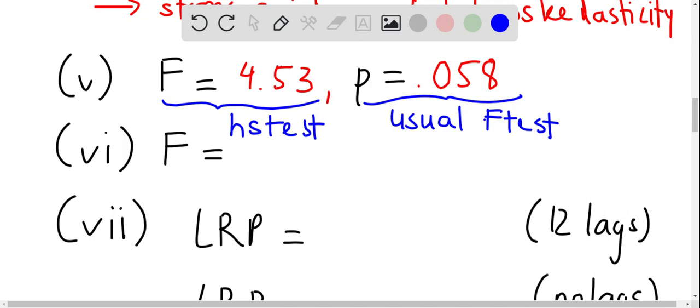Part 6. The Newey West version of the F statistic is about 7.79, which shows even more statistical significance than just the heteroscedasticity robust statistic. So adjusting the F stat for heteroscedasticity or heteroscedasticity and 12th order serial correlation leads to the conclusion that the lags are very statistically significant.